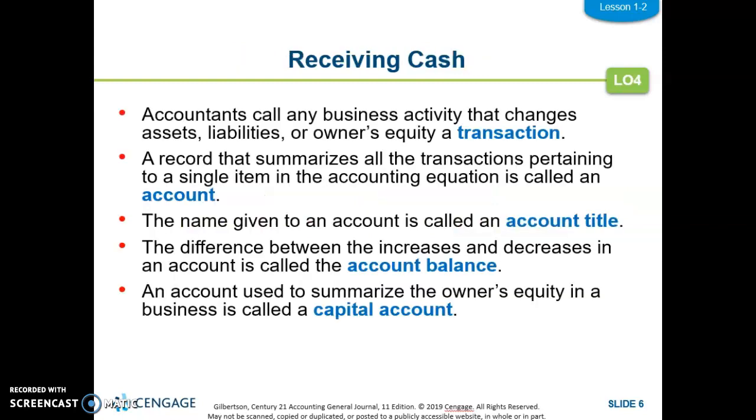Accountants call any business activity that changes assets, liability, or owner's equity a transaction. A record that summarizes all the transactions pertaining to a single item in the accounting equation is called an account, and every account is given a name called an account title. Now, the difference between an increase and decrease in the account is called the account balance, and an account used to summarize the owner's equity in a business is called the capital account.